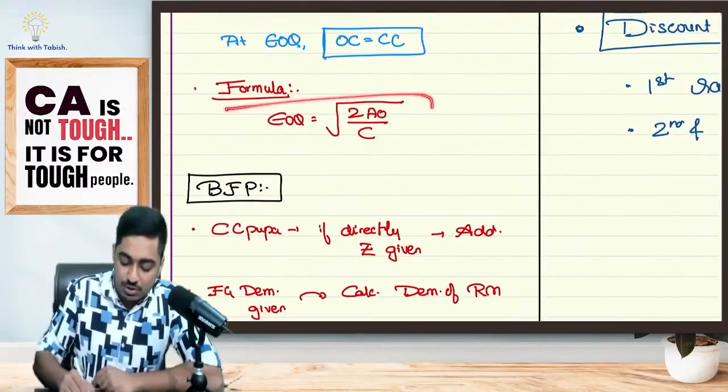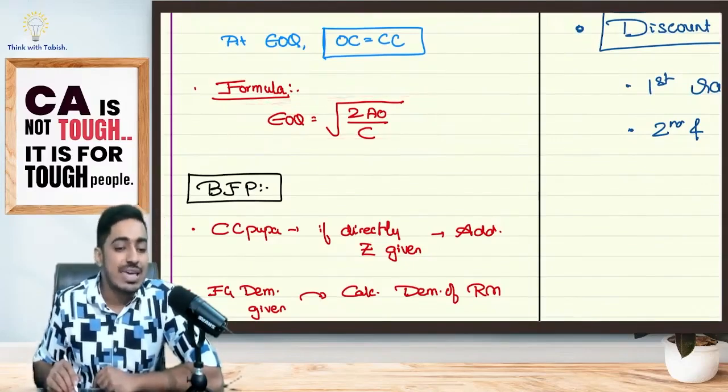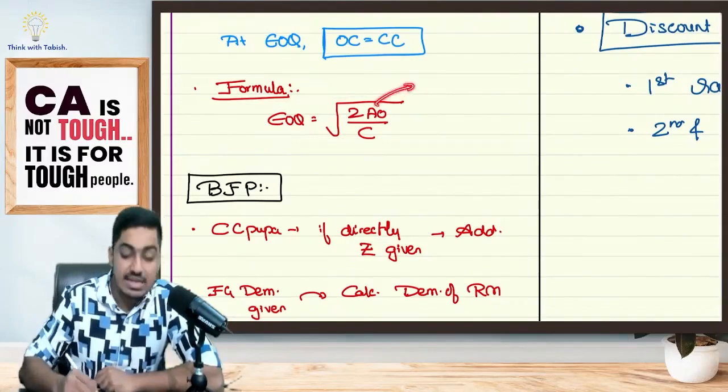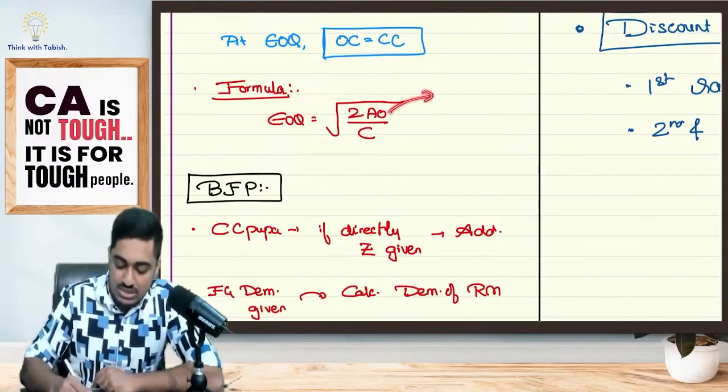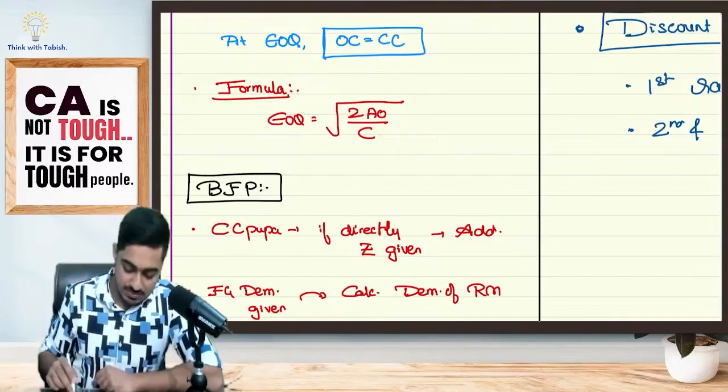Great. What is the formula of EOQ given by Wilson? EOQ is square root of 2AO divided by C, where A is the annual demand of raw material, O is the ordering cost per order, C is the carrying cost per unit per annum.